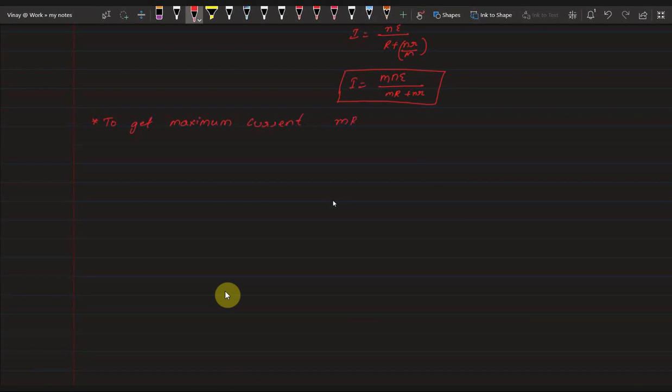mR must be equal to nr. Please remember this. Understood this point? And remember, this mn is taken as the number of cells in the complete circuit.